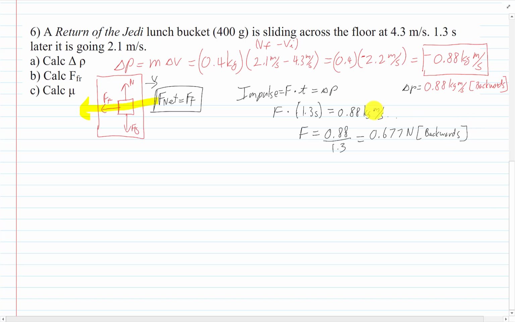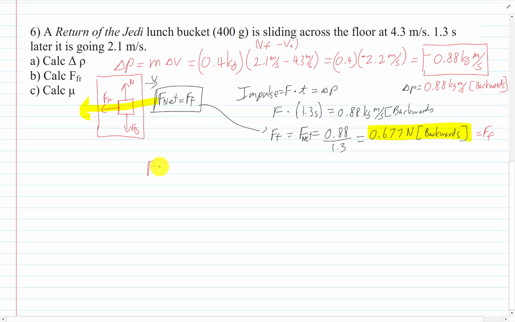Why is that backwards? Because this change in momentum was backwards. And we anticipated that will be the force of friction, because this is the net force, which is equal to the force of friction, as we said up here. So this that we just highlighted yellow is the force of friction. And of course, we understand it to be backwards. It's opposing its motion. It makes sense. So that equals the force of friction.